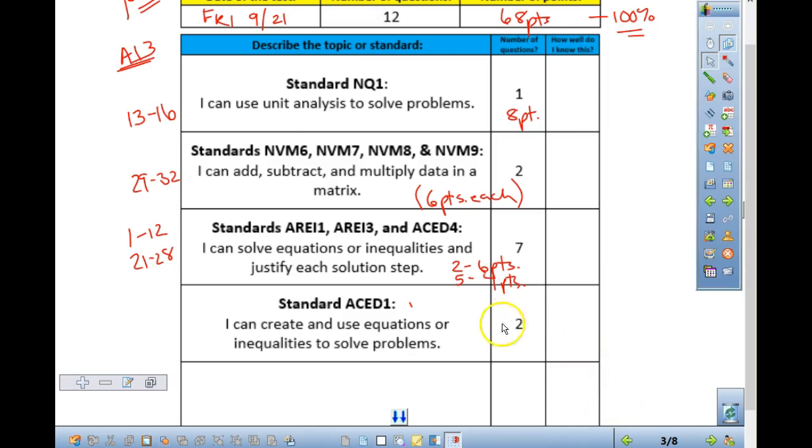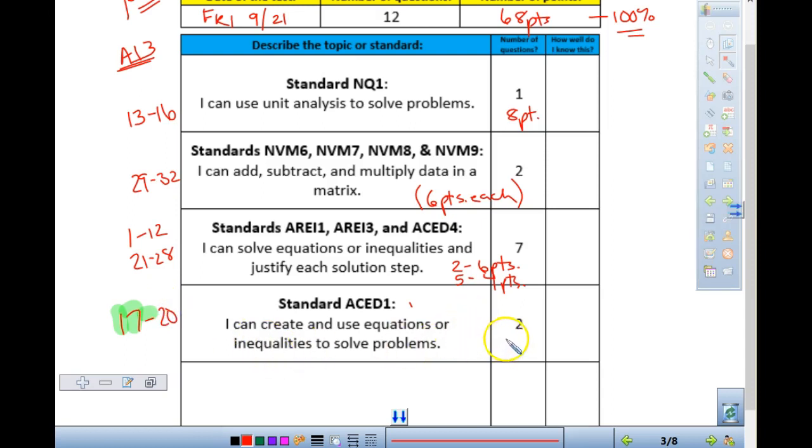Create and use equations or inequalities to solve problems. So the creating part, that's where like those problems that we just looked at, 19 to 22 from 12B. It's going to be your problems when you are on the review. I give you questions, I think it's 17 to 20. And each of these is going to be an 8-point question. So 8 points each. And then this is kind of for you to decide how well do you know this.